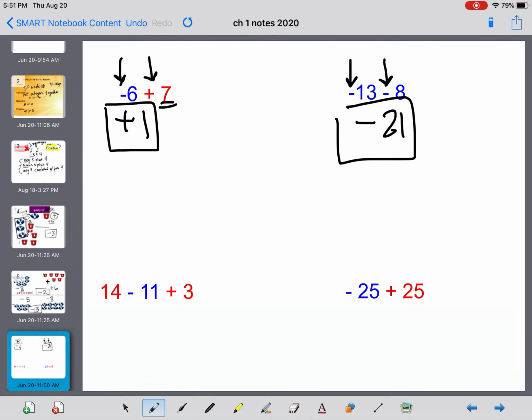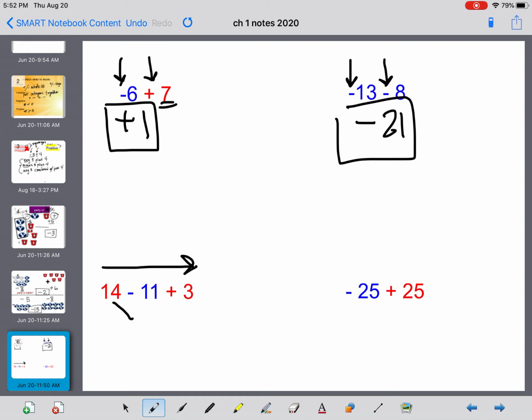Now, when I have more than one integer that I'm combining, the rule is I just work left to right. And so hopefully that's what you did. There are lots of different ways to do it, but if you start on the left and work to the right, then you won't go astray. You won't get mixed up, if you will. So I just start on the left and work to the right.